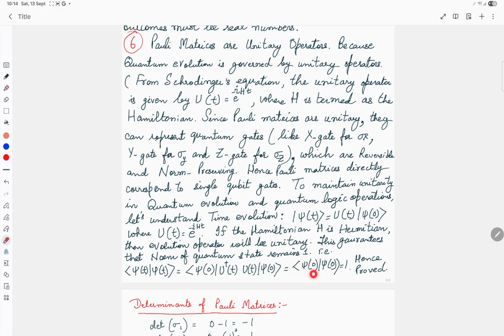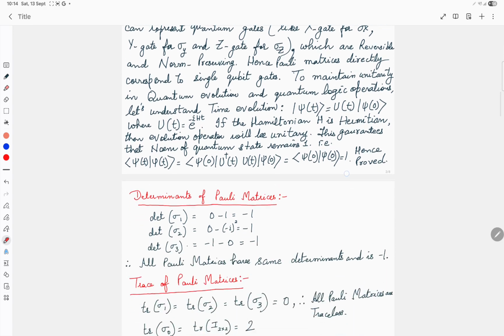So it is equal to the inner product of ket psi 0 with itself, which is equal to 1. Hence the norm is also preserved in the Pauli matrices. So they are perfectly valid single qubit quantum gates.